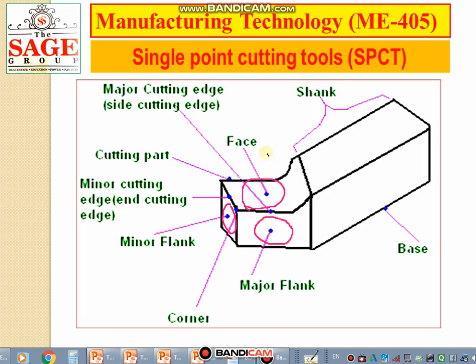Now this tool also has different elements. What are those elements? This is the side cutting edge, and this is the end cutting edge. This is the side cutting edge, this is the end cutting edge, this is the face, this is the end flank, and this is the side flank. These are also known as elements of the single point cutting tool. One by one we define these elements.